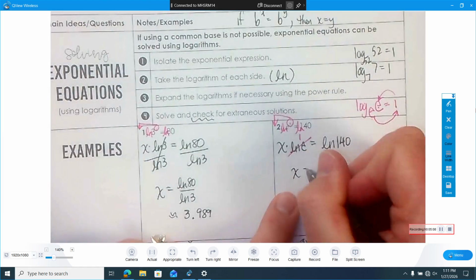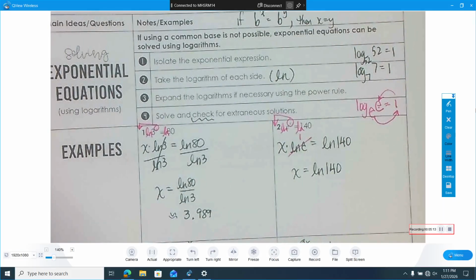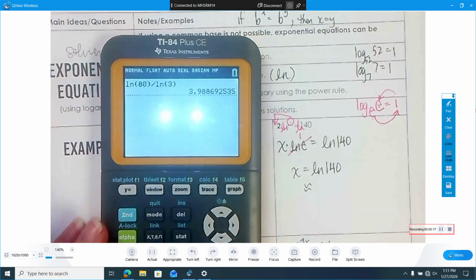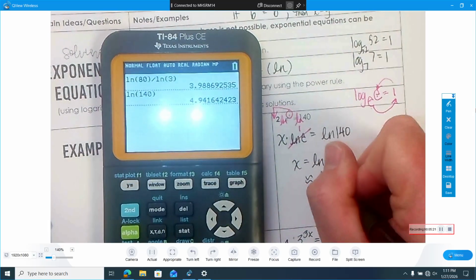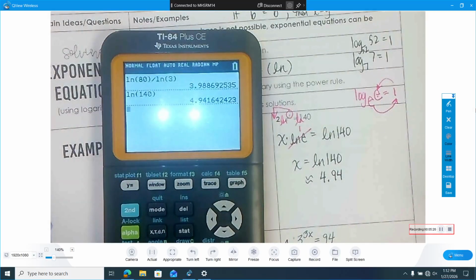So x is all by itself. We get the natural log of 140. That is a perfect answer. It is completely exact. If I want an approximation, I can type in the natural log of 140 and get 4.942.